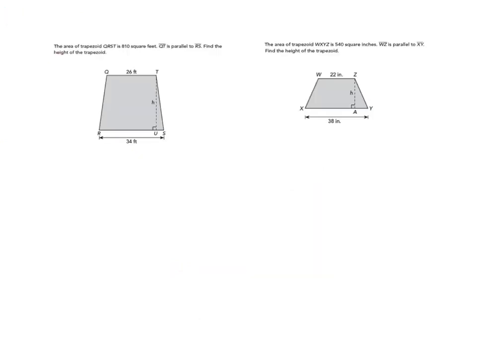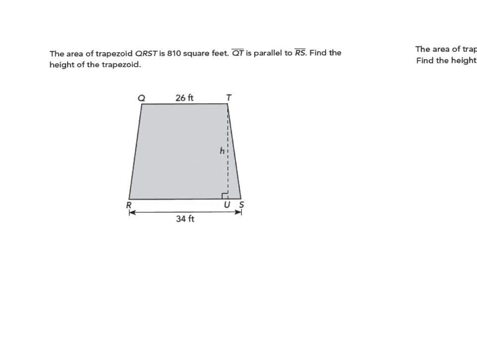Sometimes when you're doing the area of a trapezoid, they'll actually give you the area and something else will be missing. In this case, if you look at this one, what's missing is this height. But they do give us the area. So if I know the formula is area is 1/2 times the height times the sum of the bases, I can use that to work backwards.